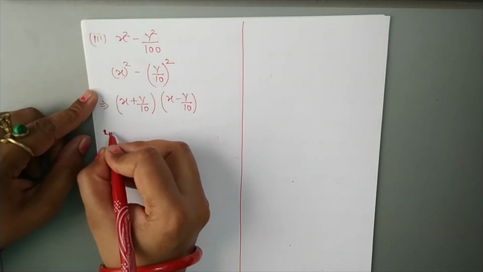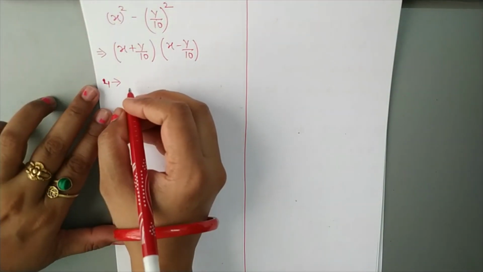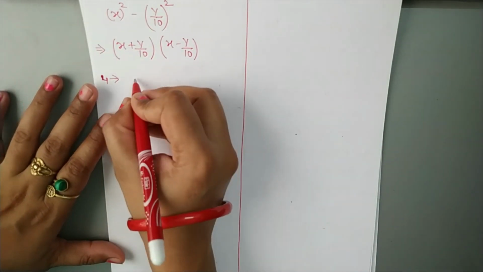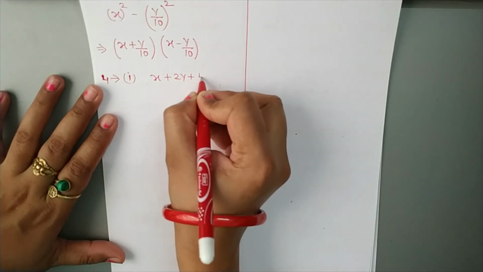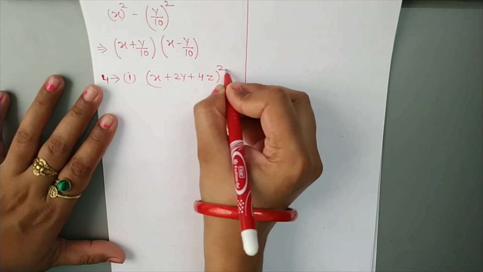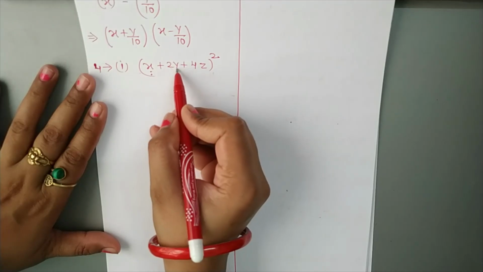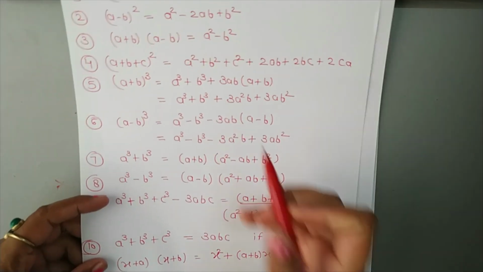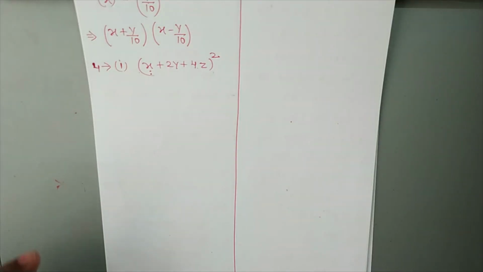Now question number 4: expand each of the following using suitable identities. Okay, the first part is (x plus 2y plus 4z) whole square. This identity we know, (a plus b plus c) whole square will become a square plus b square plus c square plus 2ab plus 2bc plus 2ca. So we have to expand it.